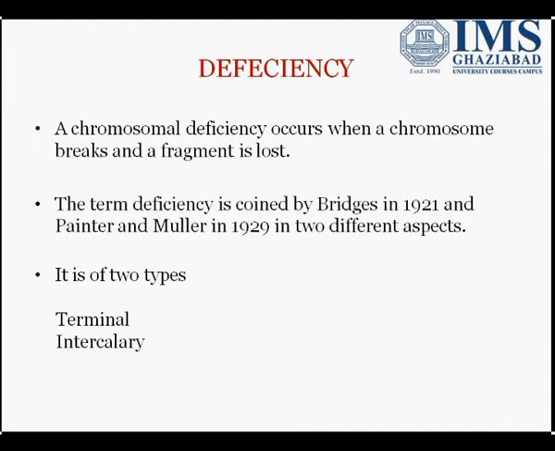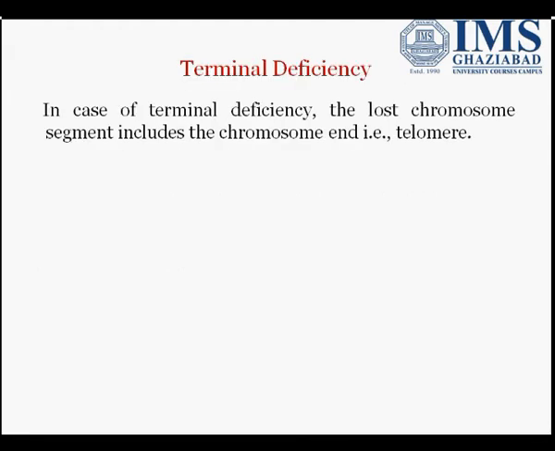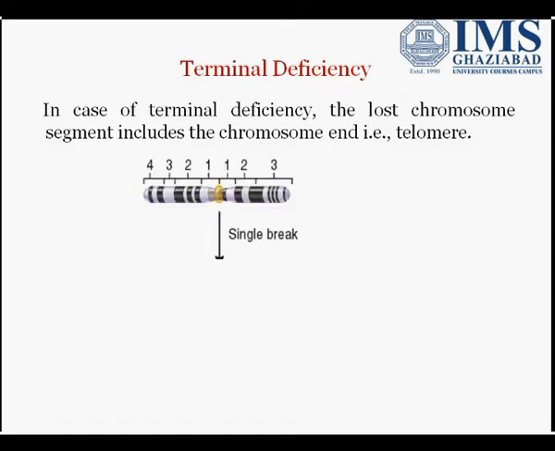First is the terminal and second is the intercalary. The terminal aspect was given by Bridges in 1921 and the second one was given by Painter and Muller in 1929. Now come to the first one, that is the terminal deficiency. Terminal deficiency is the case in which the loss of the chromosome segment includes the chromosome end, that is called the telomere.